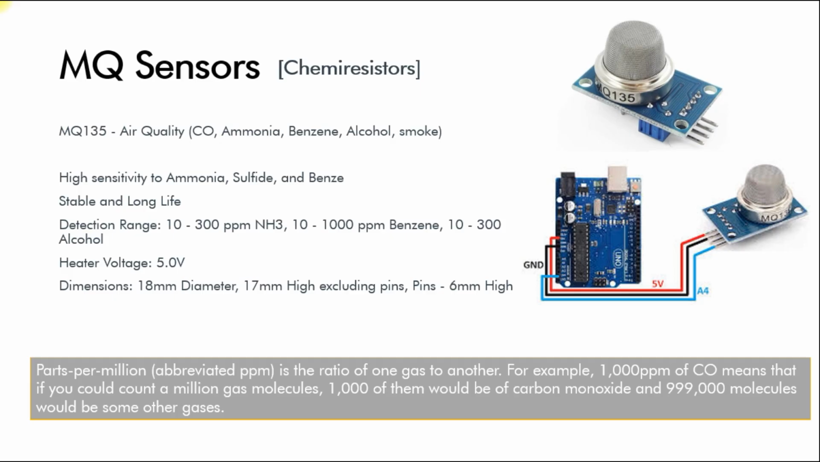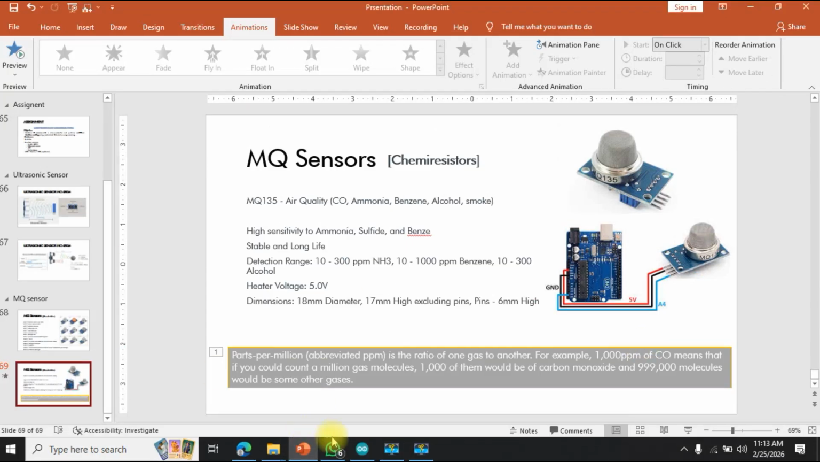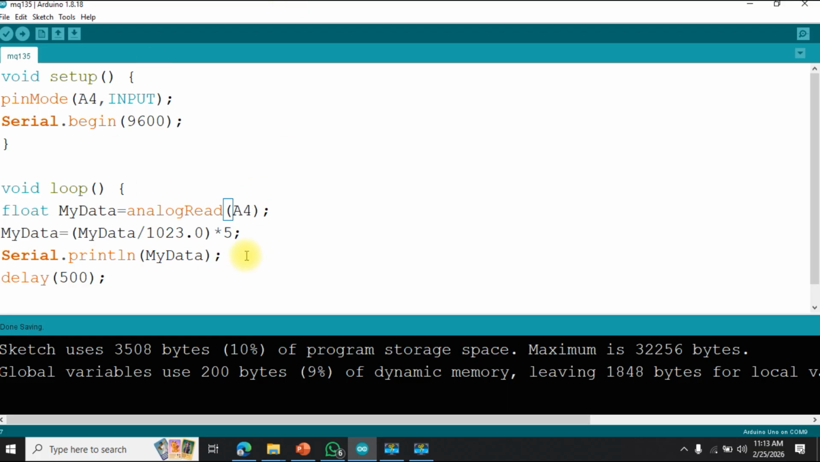Now in our demo itself, we will see the code, and the code only represents the value in terms of volts, that is 5 volt as maximum. Minimum 0 volt, maximum 5 volt. Within the range it will get reflected and it will vary.